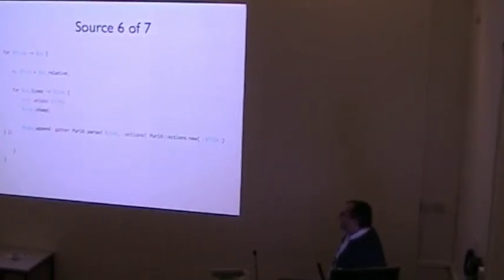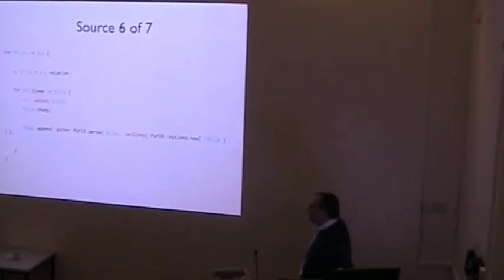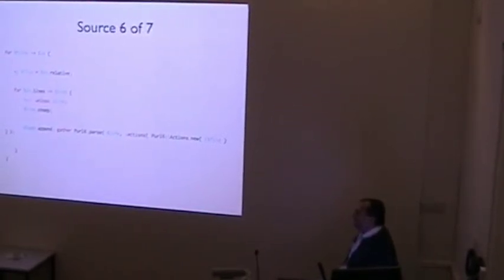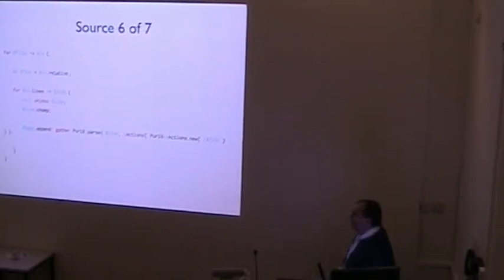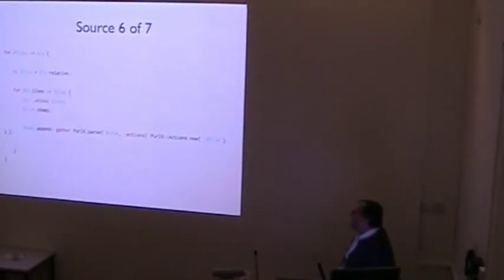The next line, append. When I first wrote this, I was able to use push. This is one of the things that's changed. Essentially, in order to push a list onto a list, you can no longer use push, you have to use append. So I had to change that. And the gather, that's where the takes return to the gather. And the rest of it's really just boilerplate.